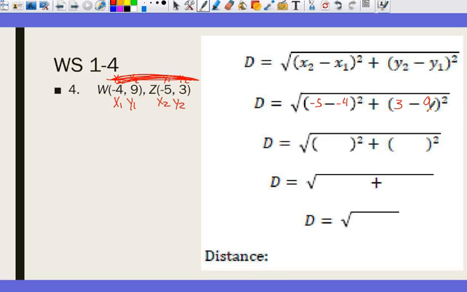Someone said the right answer. -1. Yeah, -1. Let me explain why. Minus a negative is the same as addition. -5 plus 4 is -1. Good job. 3 minus 9 is -6.